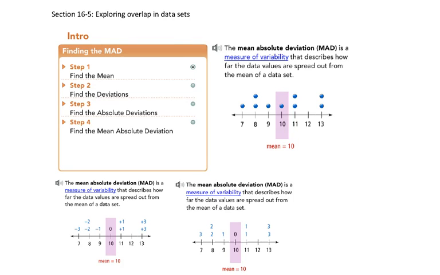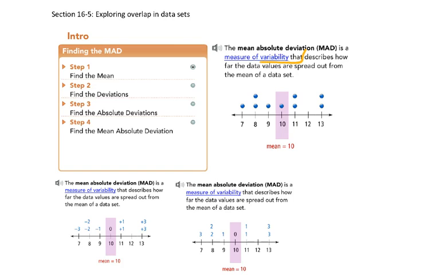In this lesson, you are exploring overlap in data sets, and this is a brand new topic for all students in Accelerated Math 7 this year, I believe. I could be wrong. Maybe some of you studied it, but most people have not. So, let's talk about what mean absolute deviation is.